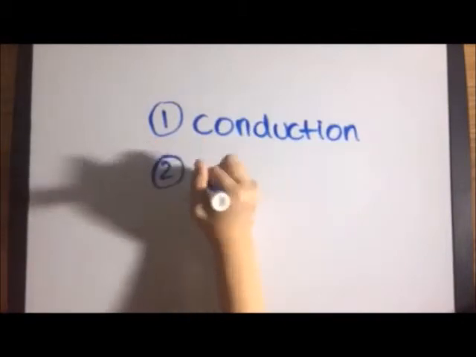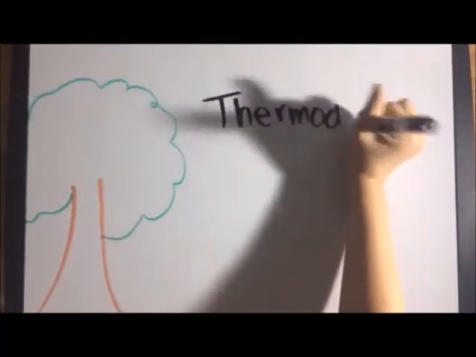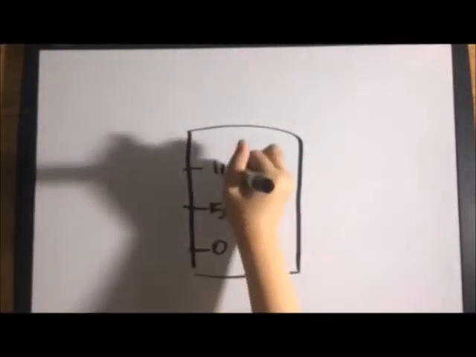So let's get started. Induction, convection, and radiation are the three elements that are involved in thermodynamics in cooking. Thermodynamics is a branch of physics. It involves heat, temperature, and is related to energy and work.